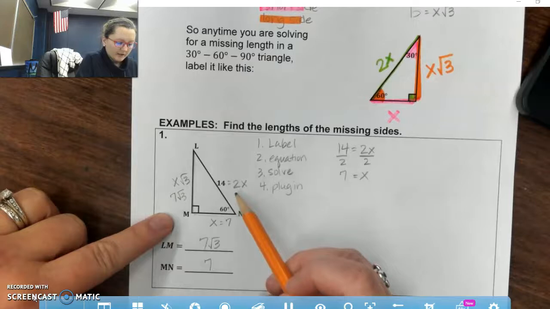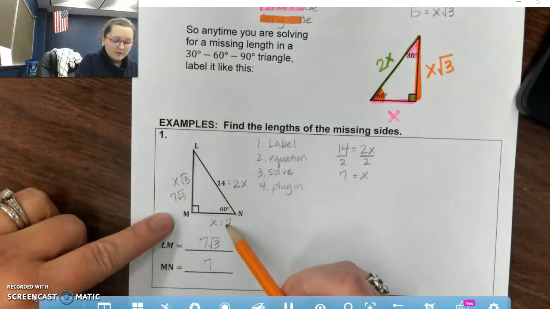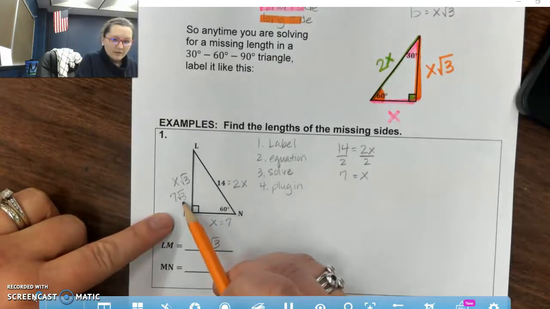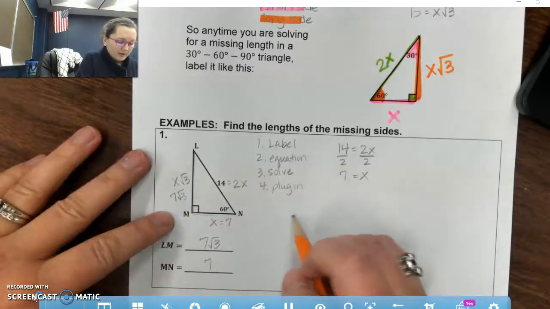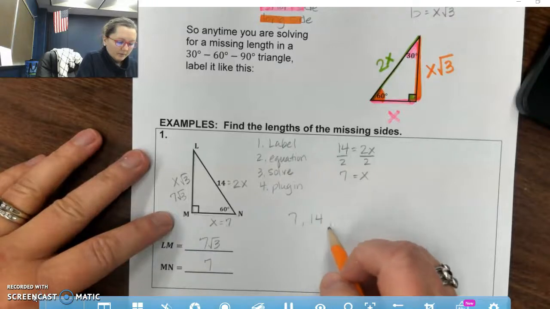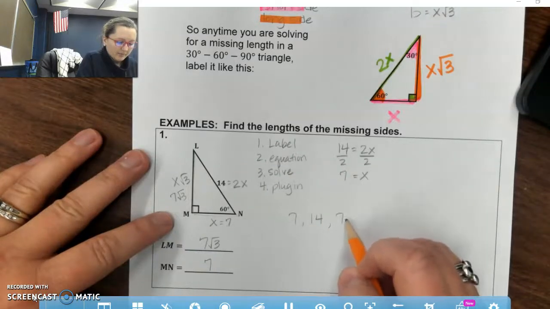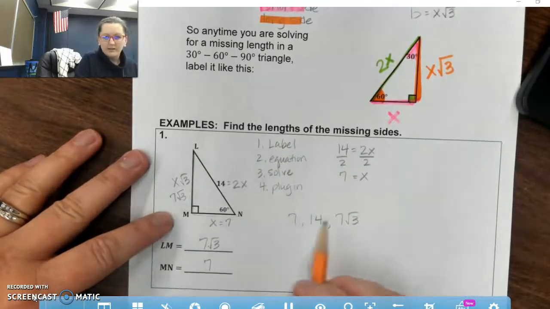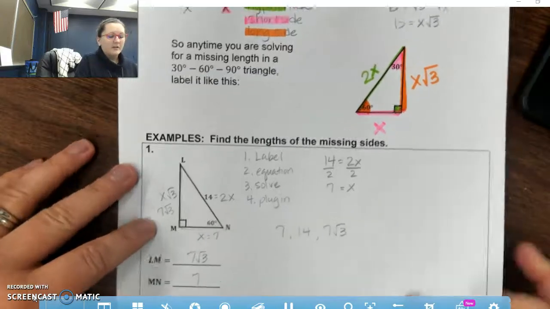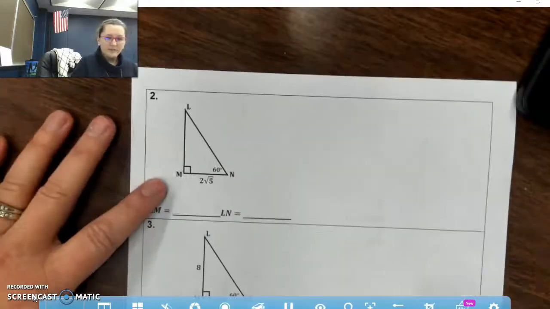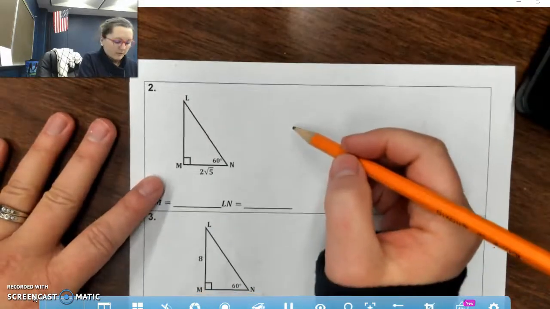Okay, so you can kind of see the pattern. Half and then times root 3, right? Or you can say double and then times root 3. Those are our side lengths. So you can kind of see the pattern, right? All right, let's flip it over and try another one. This one's a little tricky. It has a radical that goes with it.